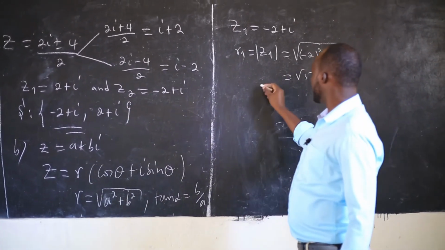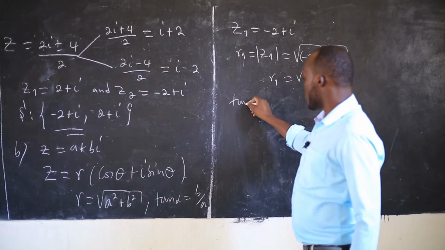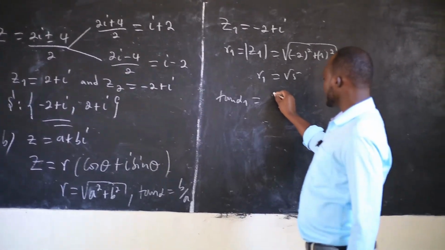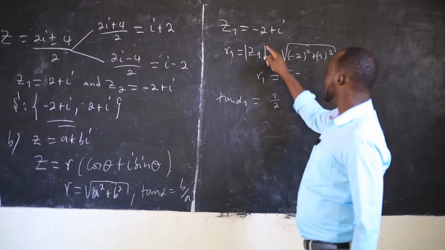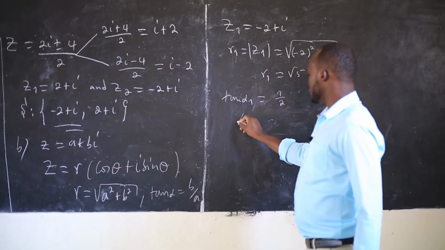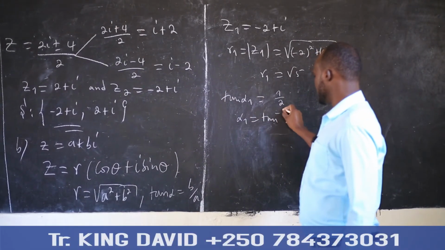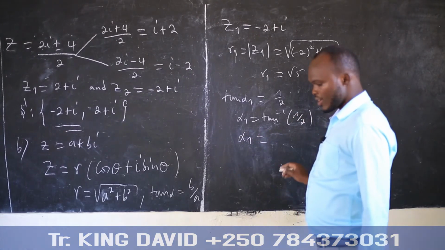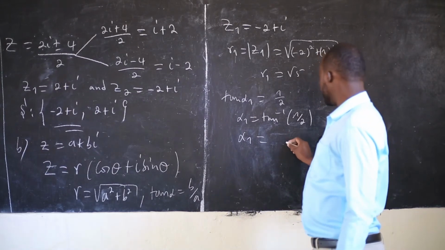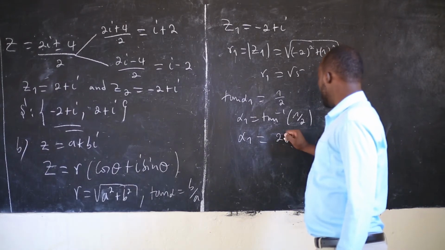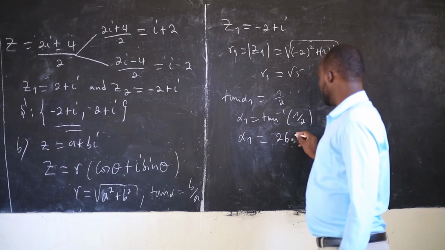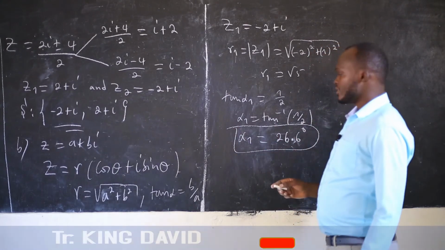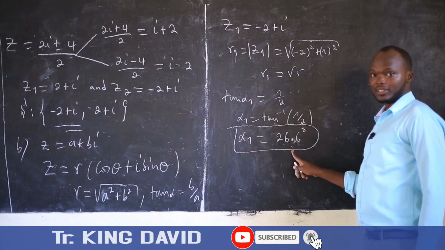Then tan alpha 1 is b over a, that's 1 over 2. We don't consider the negative sign. So alpha 1 is tan inverse of one half. When you use the calculator, you get approximately 26.6 degrees. That's alpha 1.